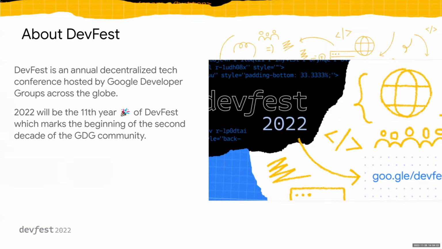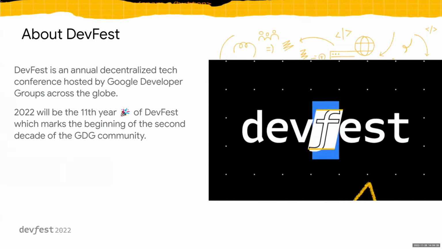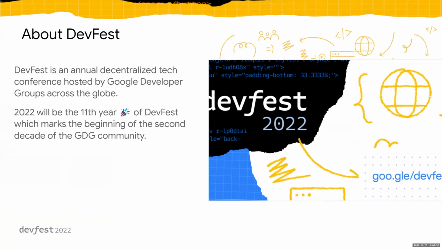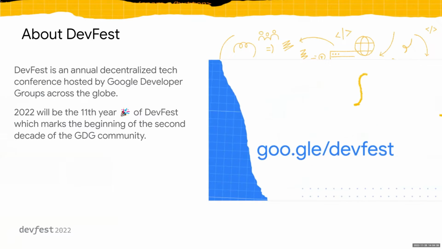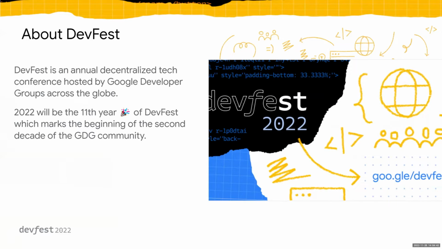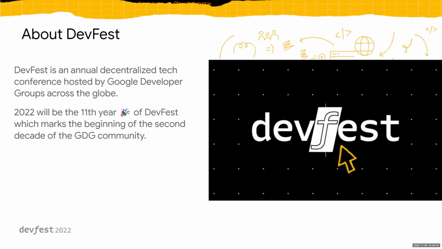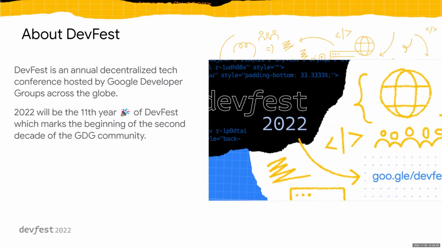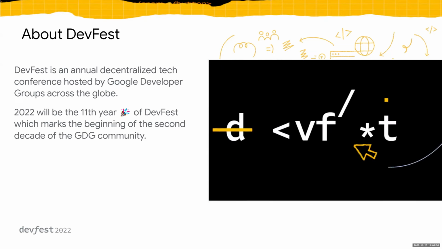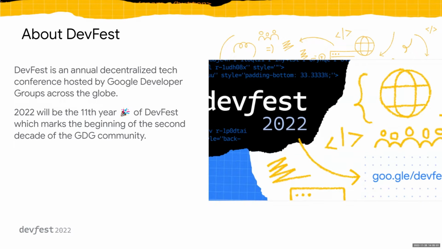Okay, so DevFest is an annual decentralized tech conference that is hosted by Google developer groups across the world. We're about 100 something groups, as each city and each country has its own GDG chapter. This initiative is actually to celebrate technology in general, not only Google technology, and to celebrate developers, to share experience, and to also have a good solid community that we can rely on if we have any problem or we want to celebrate our achievements. This is going to be the 11th year of DevFest, and we hope that we're going to have more years in the future as well.